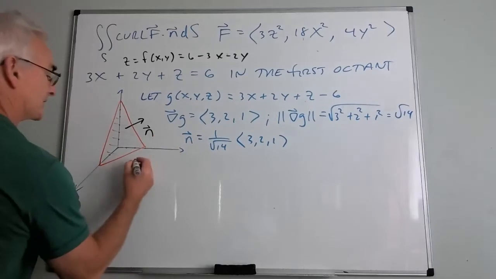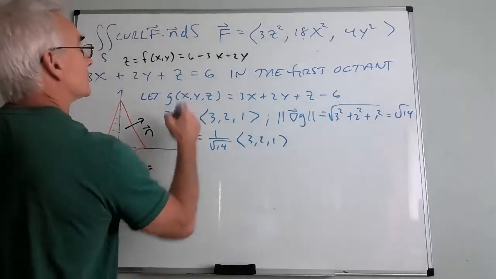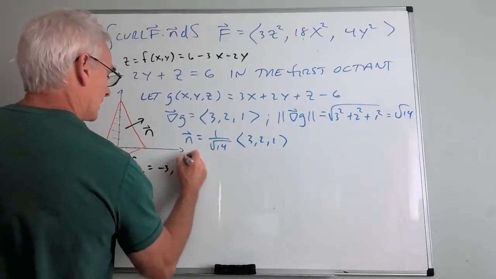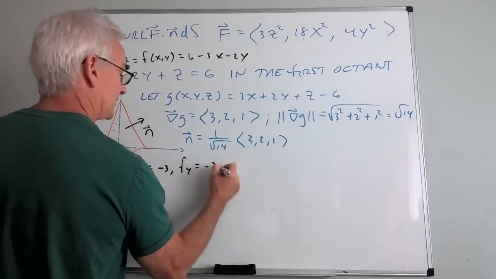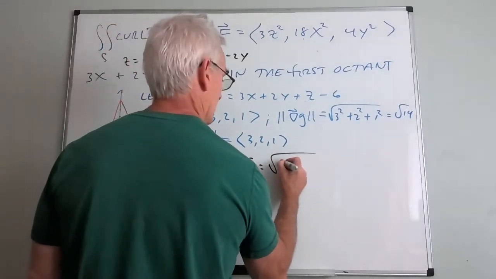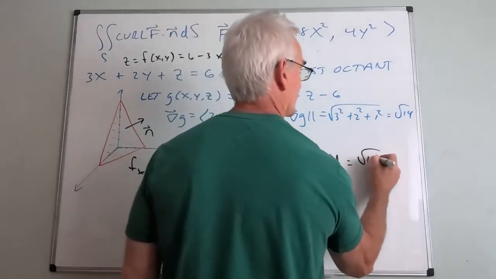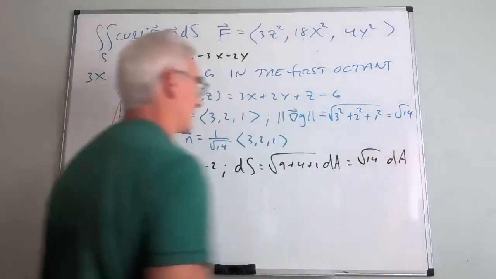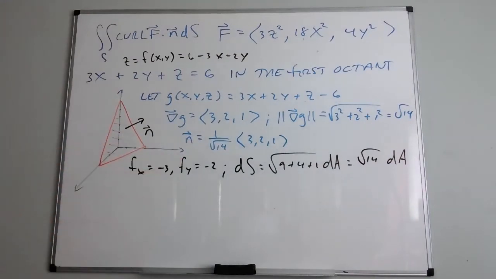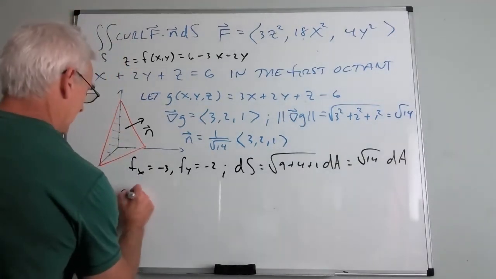Let's do our ds. So fx is, where are we? -3. Fy is -2. So ds is 9 plus 4 plus 1 dA, or root 14 dA. And that's a good thing because that root 14 will end up canceling with that root 14. But I still now need to find the curl of f. Right? I'm not out of the woods yet.